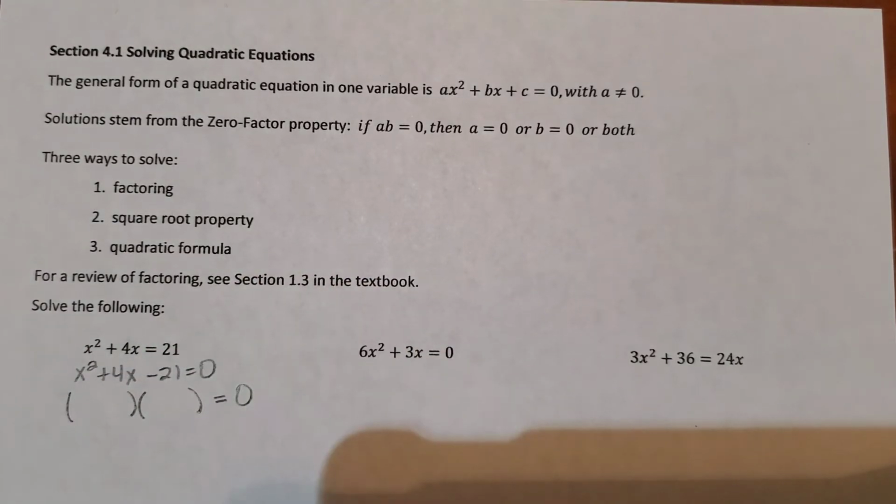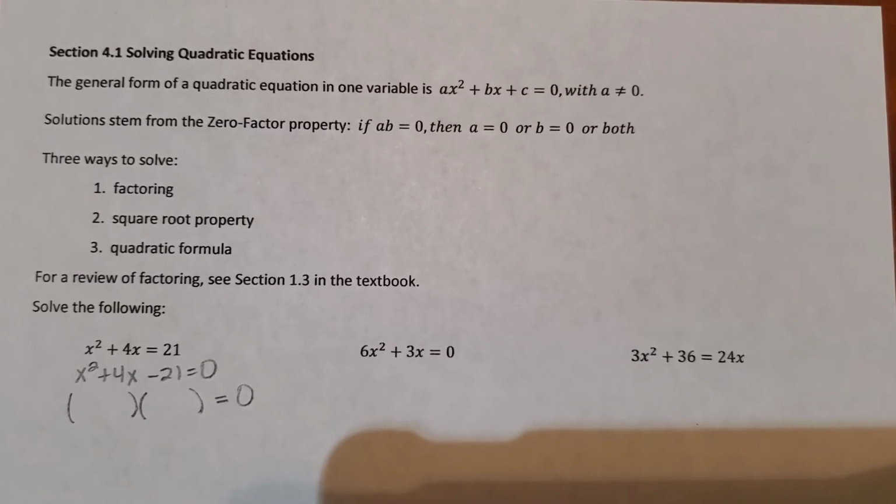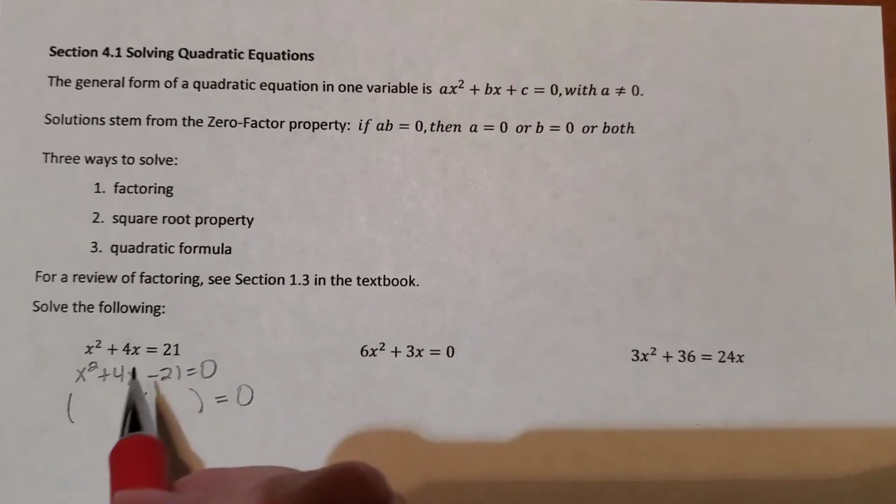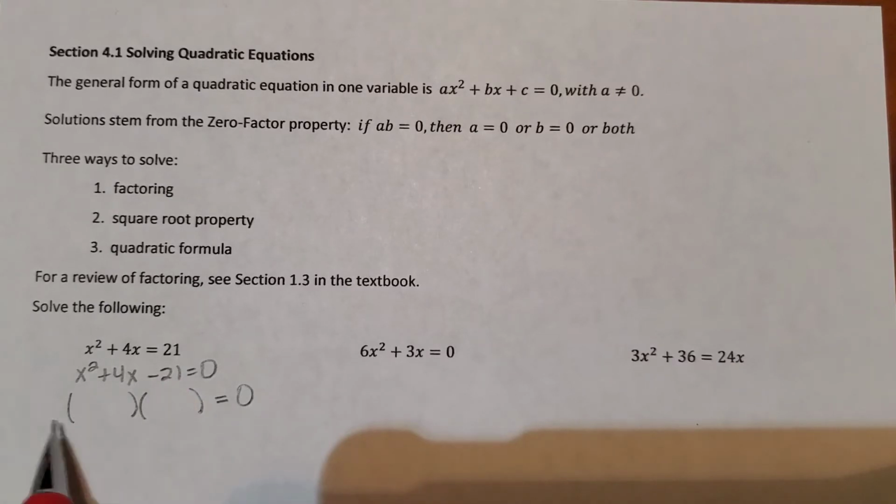Now, there's lots of different methods. If you learned one of those, you're welcome to do it. But basically, factoring is just unFOILing. You're looking for what we have to do so that when we FOIL, we get back x squared plus 4x minus 21.